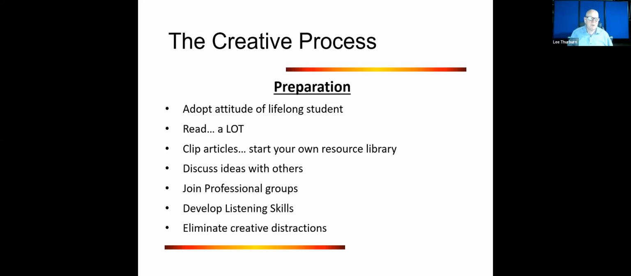Okay, so first, you need to get your head right and have a lifetime student mentality and attitude. You need to read a lot. You need to do things like keep notebooks and clip articles. I know a lot of people that keep a folder or a notebook where they tear out, this is back in the days when there used to be newspapers, but they'll still do magazines, or they'll print ideas out, and they'll put them in a notebook for easy reference. And they'll build idea books.